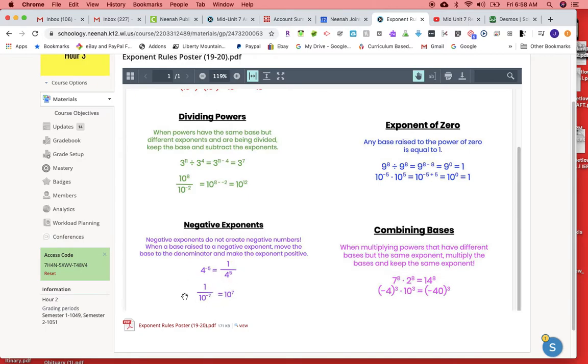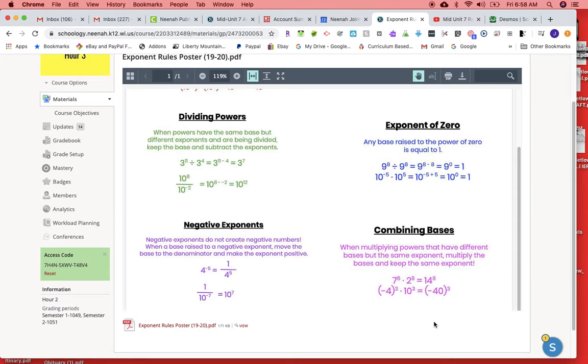And say we had the opposite here. We started with a fraction with a base with a negative exponent. We want a positive exponent, so we're going to flip it. So the 10 right here is on the bottom. Our denominator now flips to the top in this case. So it just does the opposite, flips it.